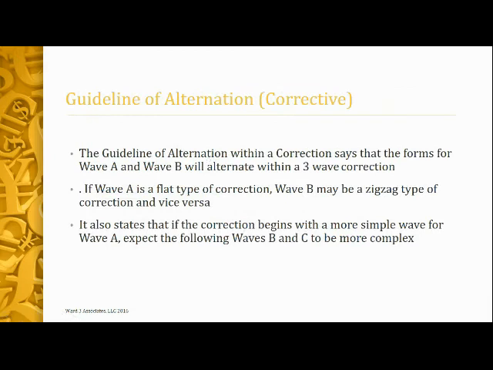The guideline of alternation within a corrective wave says that the forms of wave A and B will alternate within a 3-wave correction. So what that says is, if wave A is a flat type correction, wave B may be a zigzag type of correction and vice versa. If wave A is a zigzag, wave B is going to be a flat. It also states that if the correction begins with the more simple wave for wave A, expect the following waves B and C to be more complex or more extended waves.